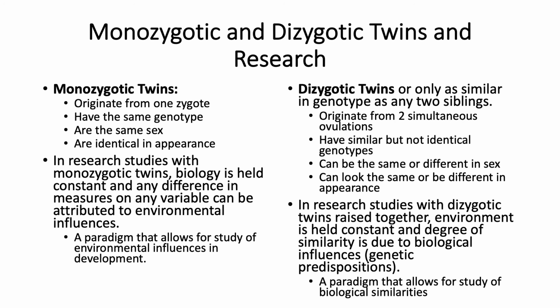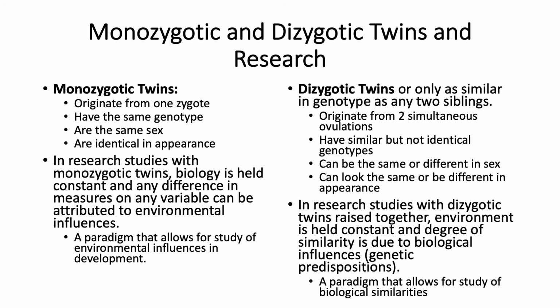So, what is twinning? How's twinning relevant for research? Because this is really handy when you're doing research. Remember the nature versus nurture debate. This is one way of really sorting out what aspects of traits and development are nature and which ones are nurture. So monozygotic twins are genetically identical.